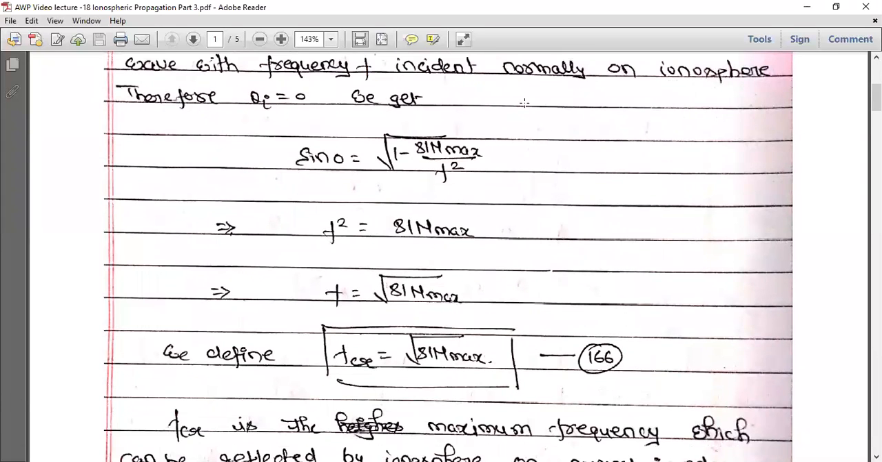Find this equation. So you have sin θ0 equals the square root of 1 minus 81 N max upon f squared. How do we get this 81 N max? This 81 N max upon f squared is equivalent to omega p squared upon omega squared, where omega is the angular frequency of the wave propagating through the medium.